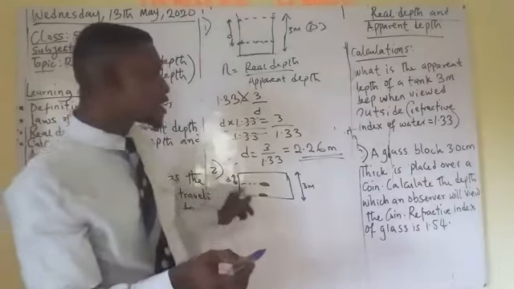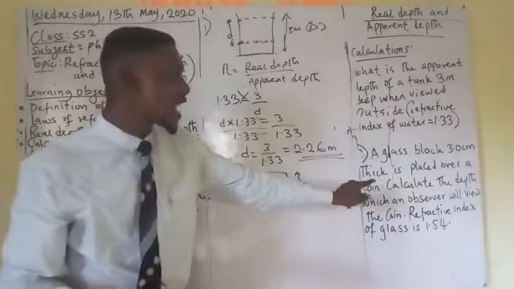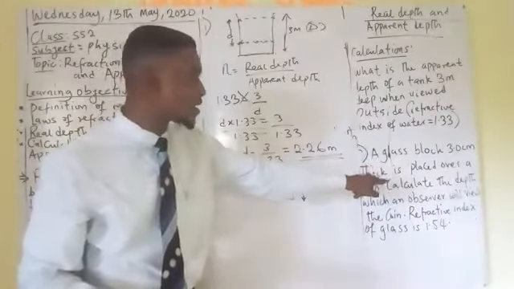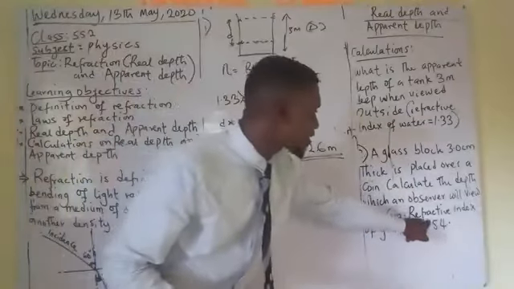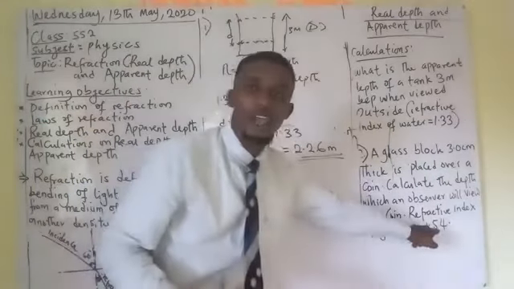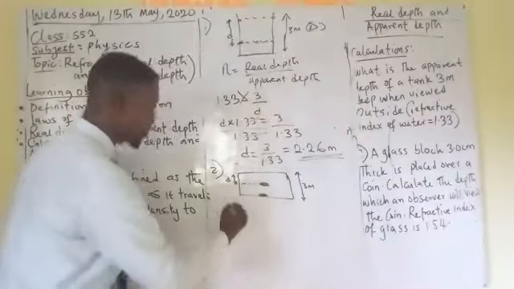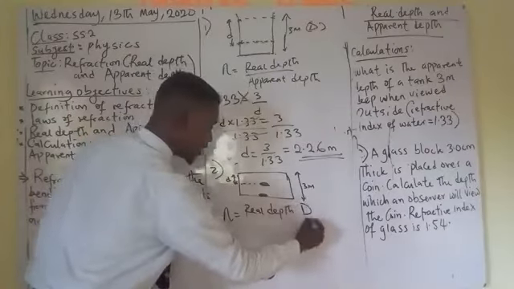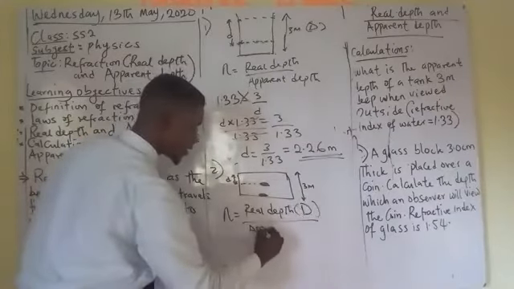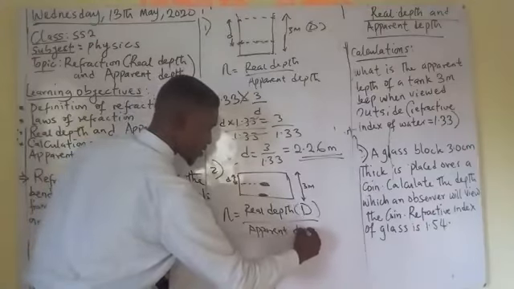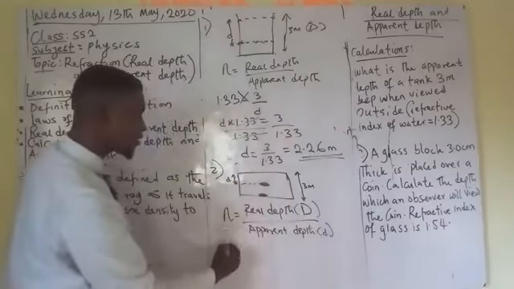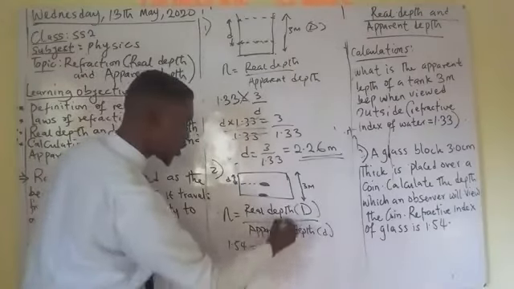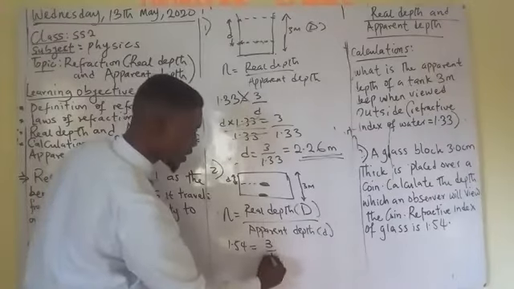Now, they say it's placed over a coin. Calculate the depth which an observer will view. From the question, what an observer will view is the apparent depth. Given the refractive index of glass as 1.54, go back to your formula. N is equal to real depth, capital D, all over apparent depth, small d. So your refractive index 1.54 is equal to your real depth, which is 3, all over your apparent depth, small d, which you don't know.